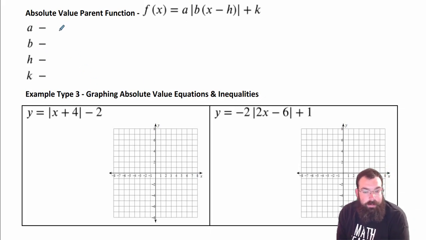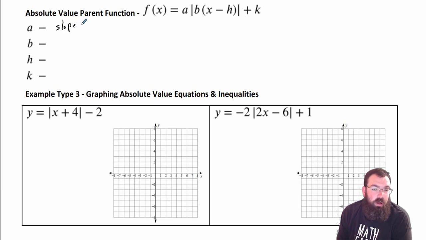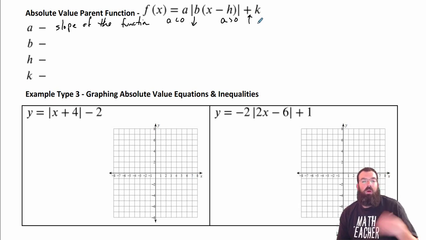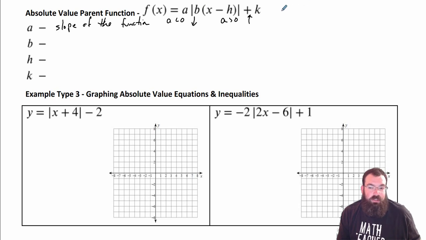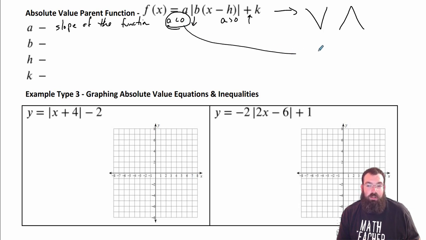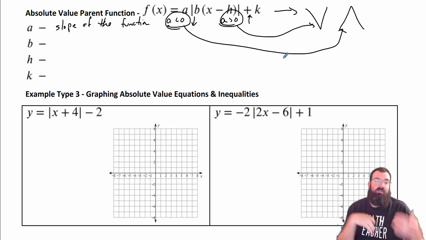Okay, so A is basically the slope of the function. Okay, so if A is less than 0, it goes down. If A is greater than 0, it goes up. What goes up, what goes down? Well, these absolute value functions, okay, they look like V's or upside down triangles, like a mountain or something like that. If A is less than 0, then it's going to look like this. If A is bigger than 0, it's going to look like this. So right side up V, upside down V. Very easy.